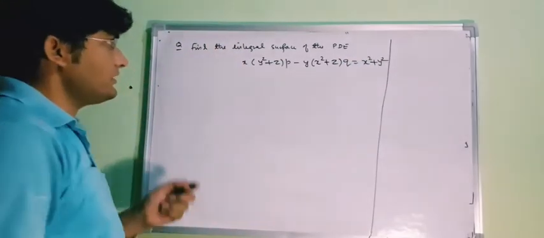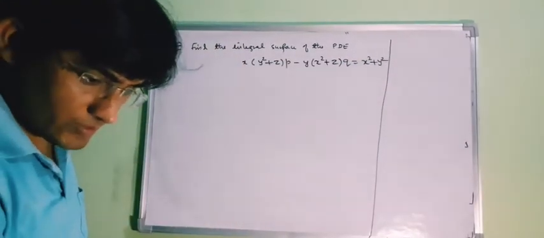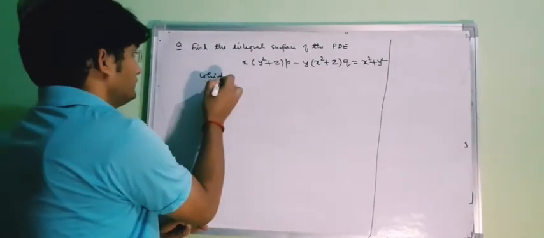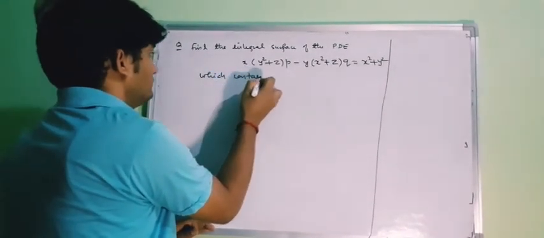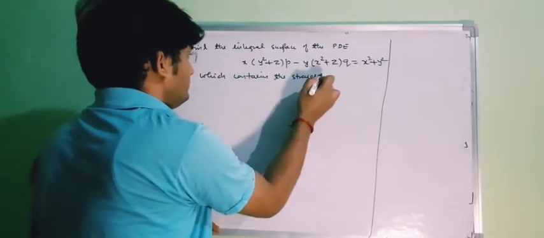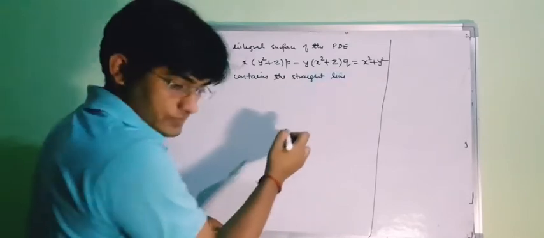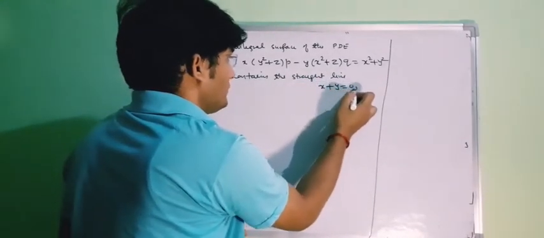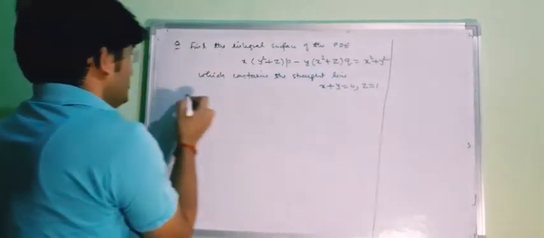Let us find the integral surface of this partial differential equation, which contains the straight line x plus y equal to 0 and z equal to 1. So solution.